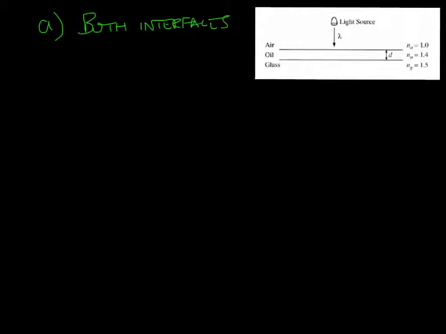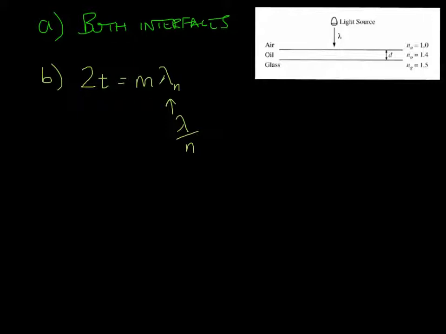For part B, calculate the minimum thickness of the oil film so that the green light is the most intense. So the equation for thin film is 2t is equal to m times lambda n. Lambda n is the wavelength within the film, in this case within the oil, which is lambda divided by n, and m is just an integer value.